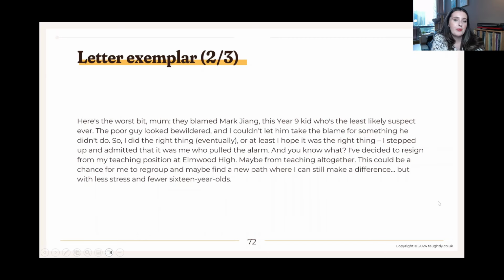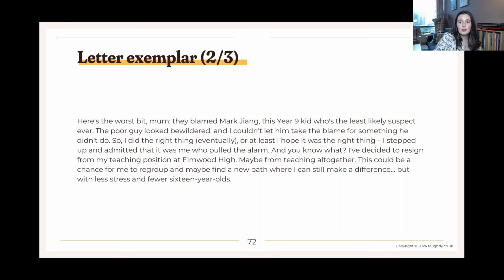Here's the worst bit, Mum. They blamed Mark Jang, this year 9 kid who's the least likely suspect ever. The poor guy looked bewildered, and I couldn't let him take the blame for something he didn't do. So I did the right thing eventually, or at least I hope it was the right thing. I stepped up and admitted it was me who pulled the alarm. And you know what? I've decided to resign from my teaching position at Elmwood High. Maybe from teaching altogether. This could be a chance for me to regroup and find a new path where I can still make a difference, but with less stress and fewer 16-year-olds.